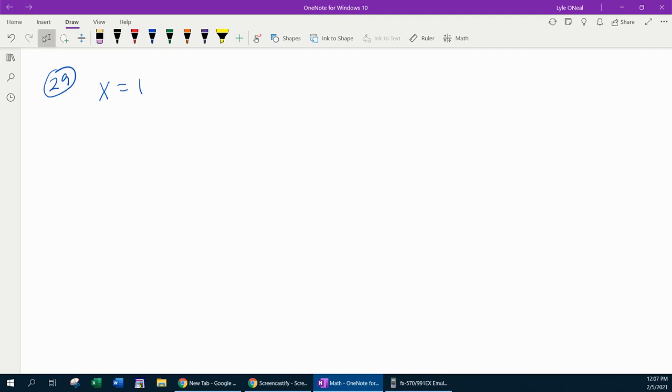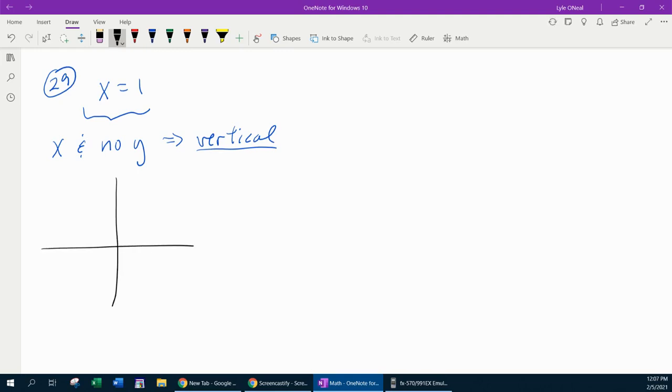Now we're going to cover the two special cases. For number 29, I want you to notice that we have an x and no y. That's going to always be a vertical line. So x and no y indicates a vertical line. And so this is going to be super easy to graph. All I have to do is go to where x is, and then I just make a vertical line.